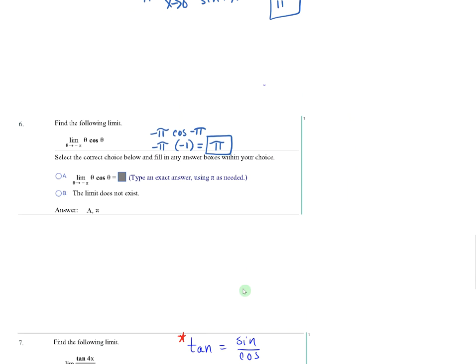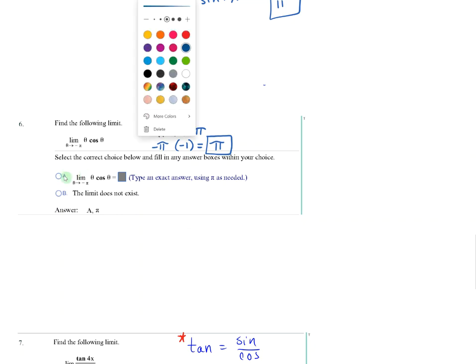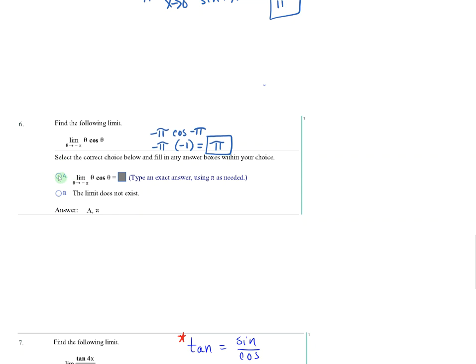On this one, find the limit as theta approaches negative pi of theta cosine theta. It's just a plug in. Negative pi cosine negative pi. Well, cosine of negative pi is negative 1. So negative pi times negative 1 is positive pi. That is the answer. You choose here, plug in here, and pi would go in the box.